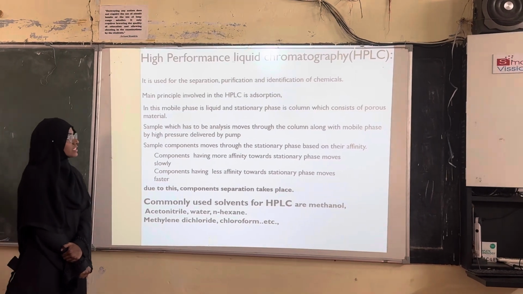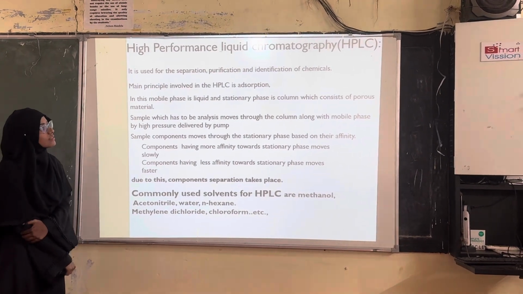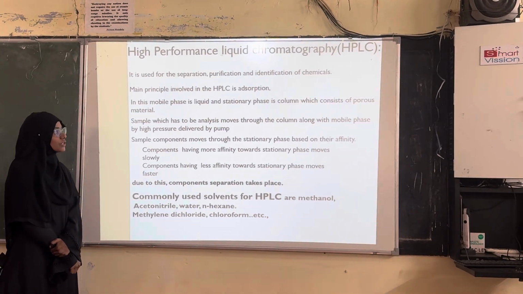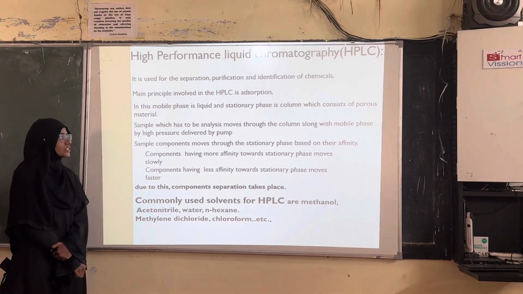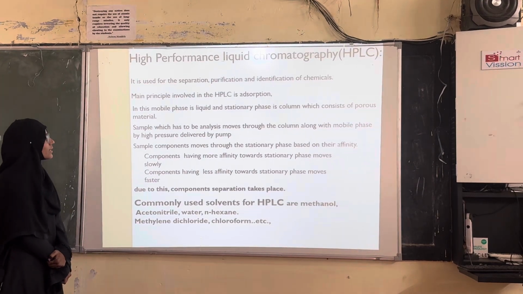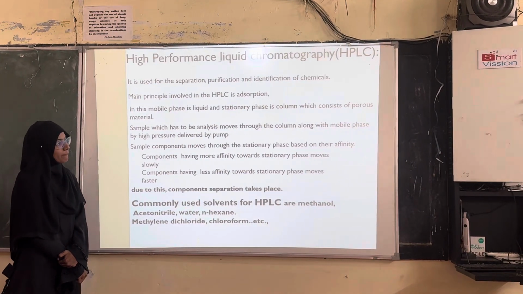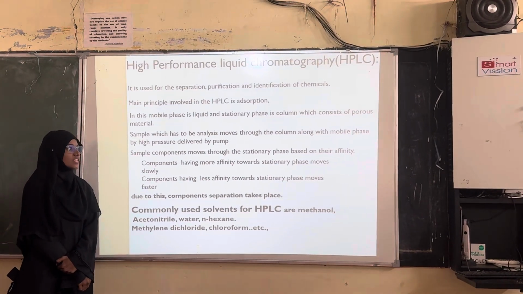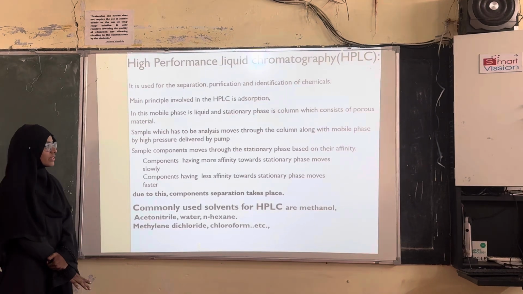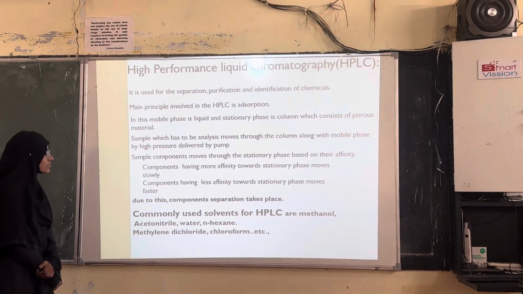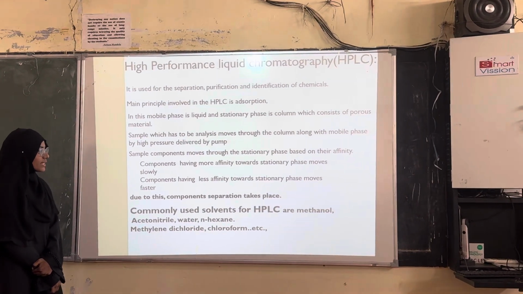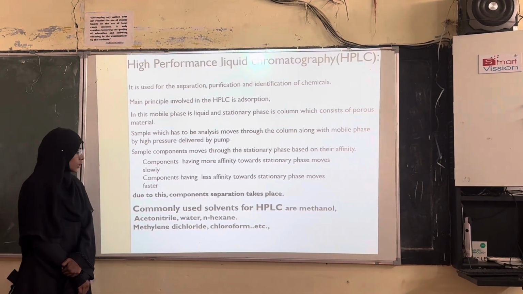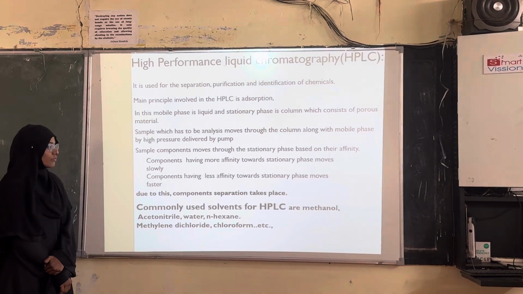The mobile phase is liquid, and the stationary phase is a column which consists of porous material. The sample which has to be analyzed moves through the column along with the mobile phase by high pressure delivered by a pump. Components move through the stationary phase based on their affinity. Components having more affinity towards the stationary phase move slowly. Components having less affinity towards the stationary phase move faster. Due to this, component separation takes place. Commonly used solvents in HPLC are methanol, water, hexane and chloroform, etc.